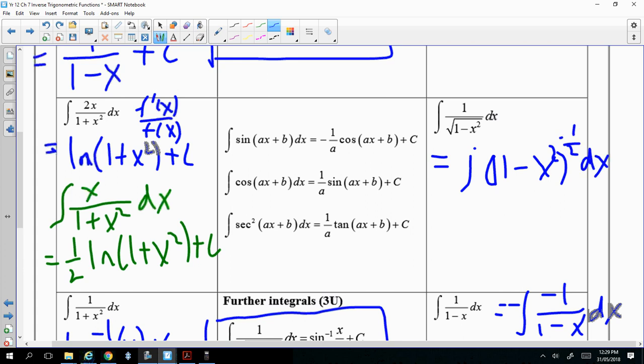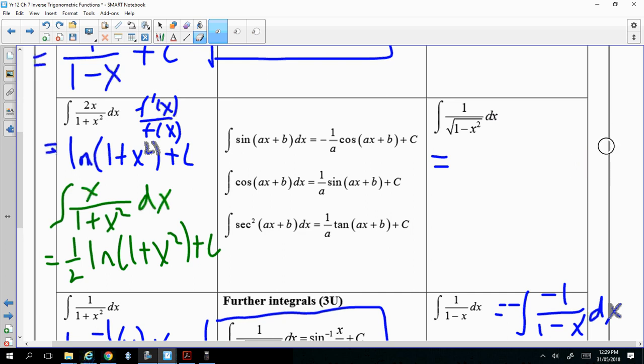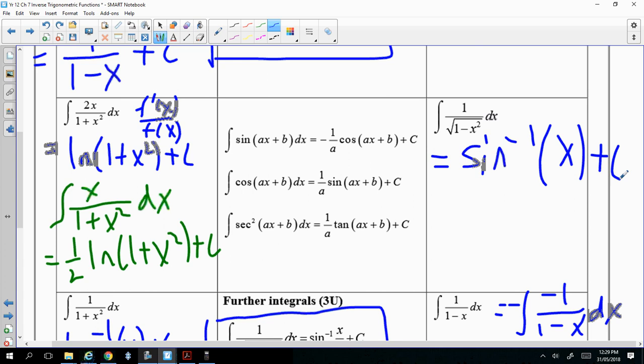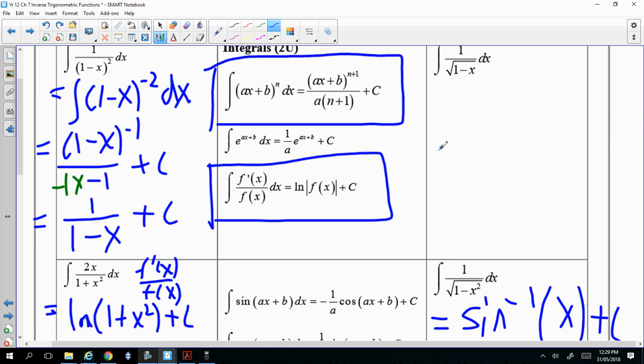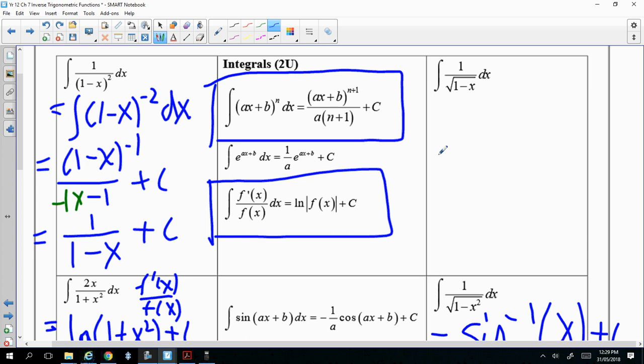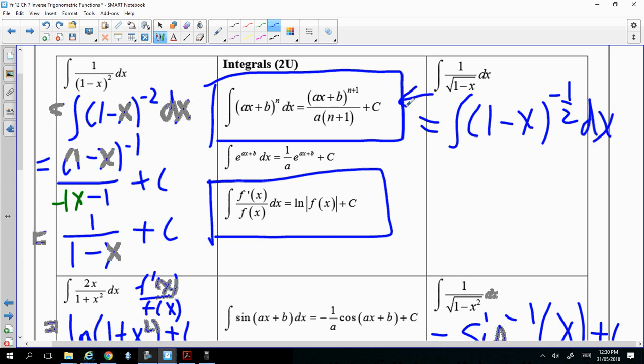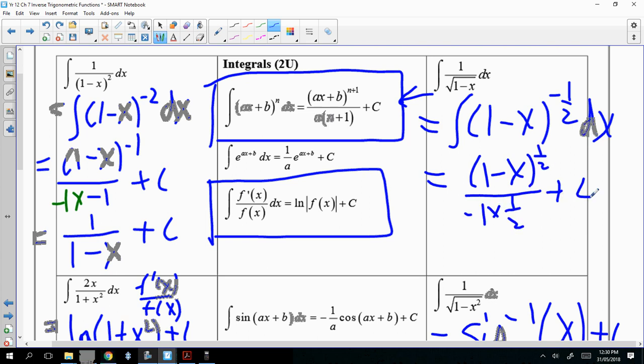Okay, and then how about this one? Do you use sine inverse as well? Do you do sine inverse square root of x? You can't do that. So what do? You write that as 1 minus x power negative half and proceed to use this formula. Which is 1 minus x power of half over half times by negative 1 plus c, and the answer will be negative 2 square root of 1 minus x. So they all look very similar, but they can be very different. So I'll put it all on one page. Yeah. Okay, that gives you a sort of summary.